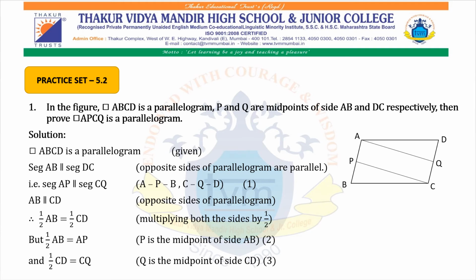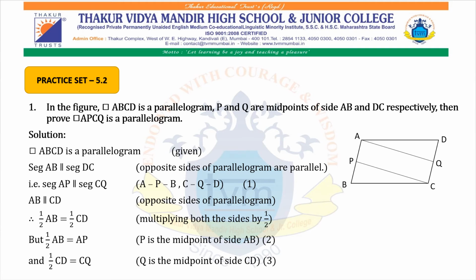Solution: quadrilateral ABCD is a parallelogram, that is given. Seg AB is parallel to seg DC, opposite sides of a parallelogram are parallel. In other words, seg AP is parallel to seg CQ. AB is parallel to CD, opposite sides of a parallelogram.